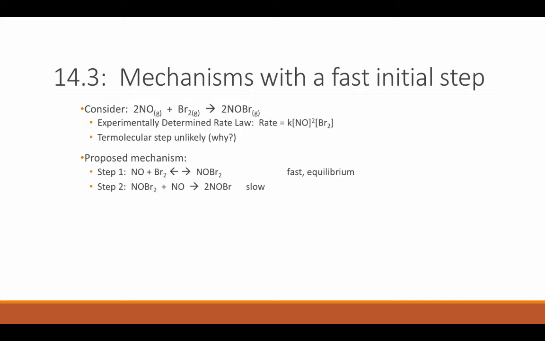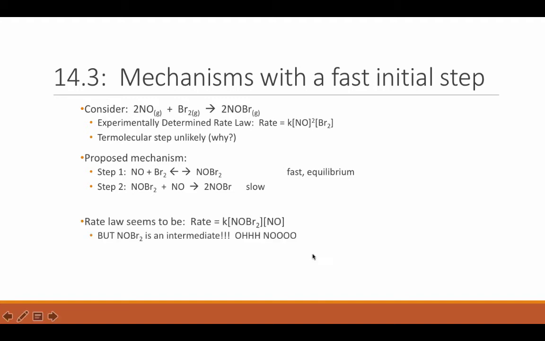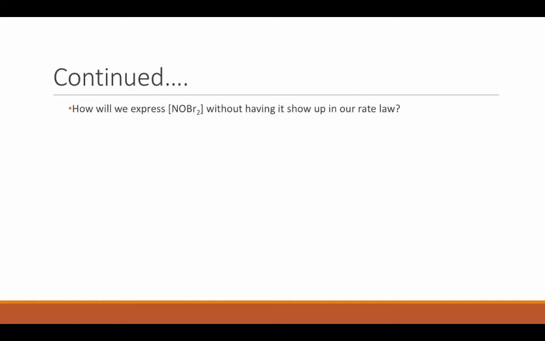Here's a proposed mechanism. Notice that here the first step is fast and the second step is our slow rate determining step. Based on the fact that we've been writing the rate law based on the slow step, our rate law would look like this. However, this rate law contains an intermediate. This won't work. We can't have an intermediate in our rate law since it's formed and consumed within the course of the reaction. We can solve this problem by expressing the rate law for the slow step without the intermediate.